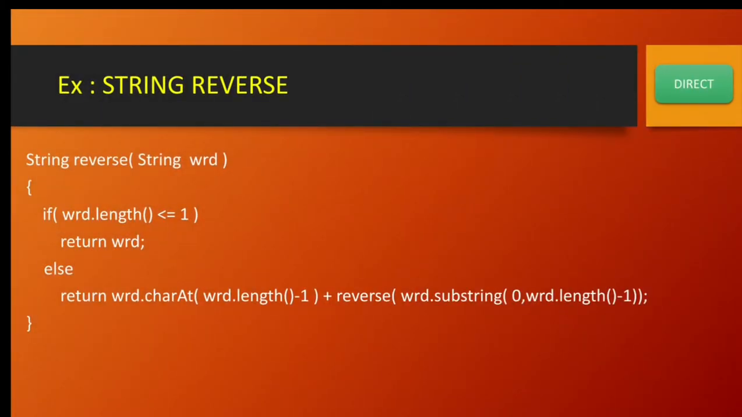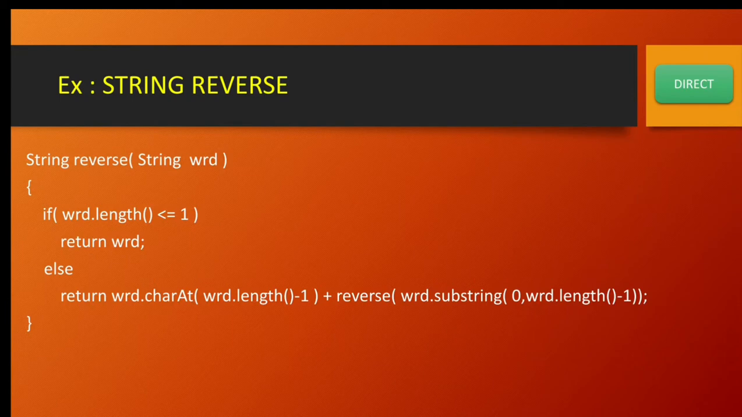Now see, I am taking an example of direct recursion. In this, I want to reverse a string. Whatever I am getting as a word, I want to reverse it and give it back. How? In this, I'm considering WRD as the word. If the length of WRD is smaller than or equal to 1, I'm returning that word back. For example, if a word contains A, the length is 1, and I am returning that A back to the function that called it.